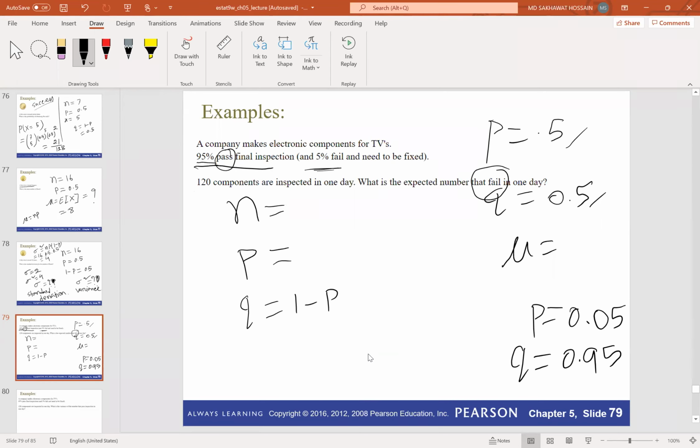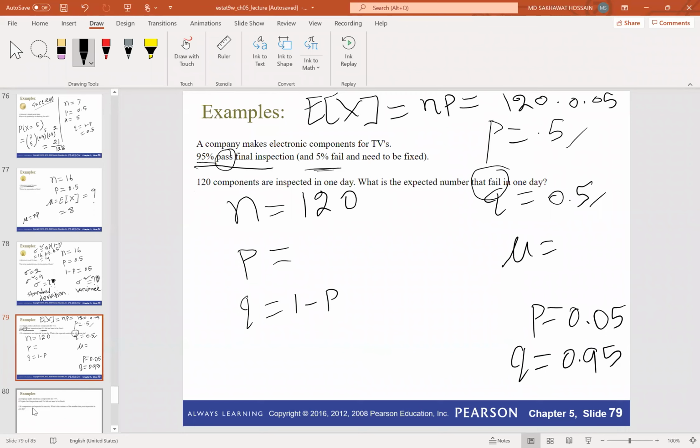And n is 120. So what is the expected number that fail in one day? The expected number means we want to find the expected value of X, which is n times p. So that means 120 times 0.05. And the expected value here is 6. Yeah, that's correct. This is 6.